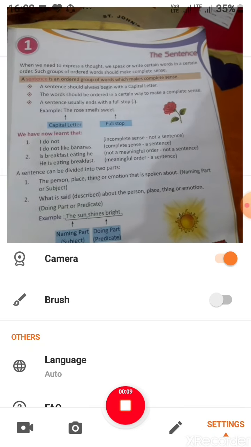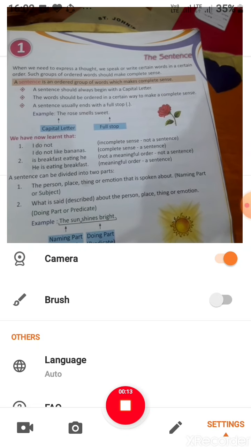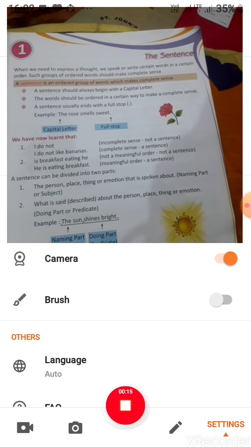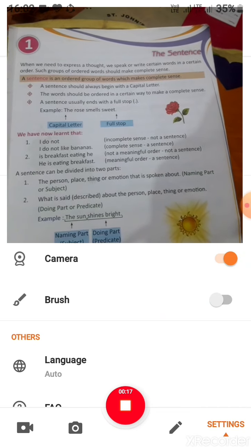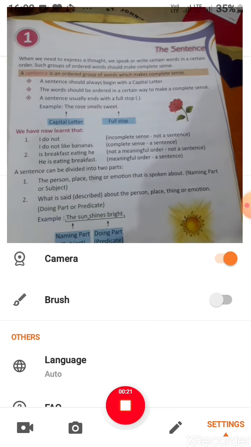Now, today we are going to learn the first lesson of our grammar book. This is the sentence. First, we have to learn the definition of a sentence. We should understand first what a sentence is.